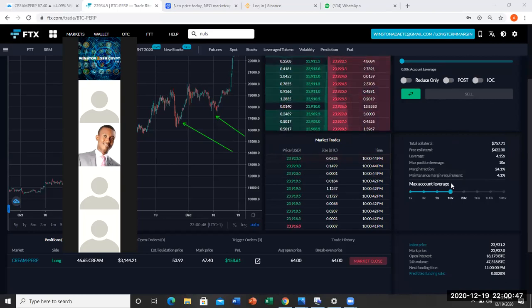Now, I want to explain something very important again. This leverage, can you see leverage here? It is at 4.15x, but my leverage is at 10x. Are you getting it?